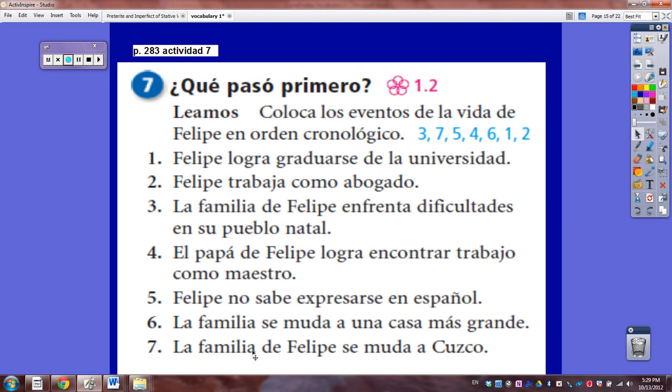Then sentence 7. The family of Felipe moved to Cusco. Then 5. Felipe was not able to express himself in Spanish. Then 4. The dad of Felipe was able to find a job as a teacher. Then number 6. The family moved to a bigger house. Then number 1. Felipe was able to graduate from the university. And number 2. Felipe worked as a lawyer.